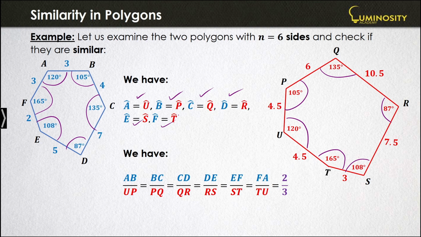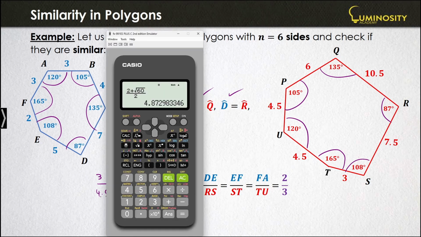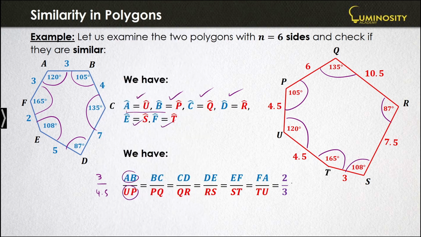So we've established that condition one is true, but condition two is that if we take the ratio of those corresponding sides, they must be equal. In the order in which we took the vertices, AB and UP, if we divide those two out, AB is 3 units and UP was 4.5 units. So we have 3 divided by 4.5, which gives us 2 over 3.